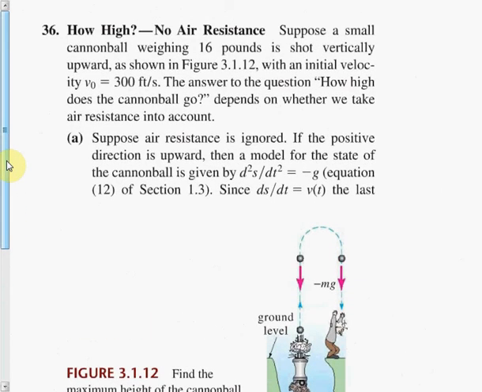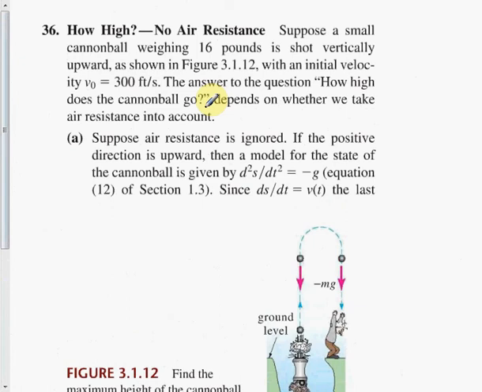So how high, if there's no air resistance? This is very easy if there's no air resistance. The next problem deals with air resistance. Suppose a small cannonball weighing 16 pounds is shot vertically upward, as shown in the figure, with gravity pulling on it, with the initial velocity here of 300 feet per second. The answer to the question, how high does the cannonball go, depends on whether we take air resistance into account.